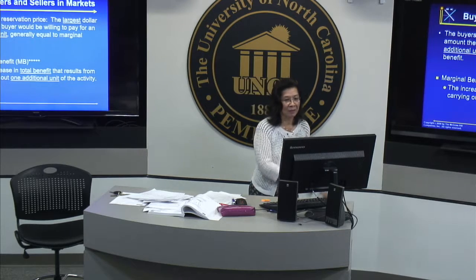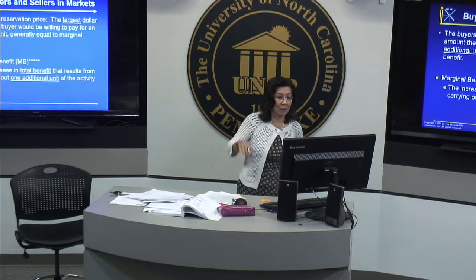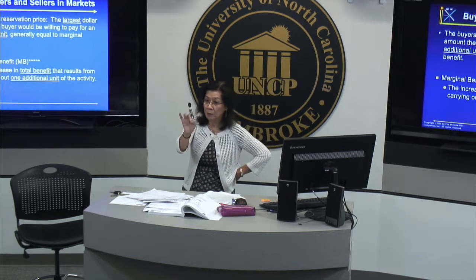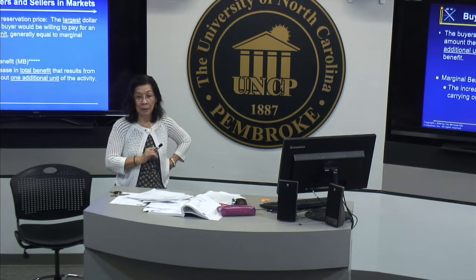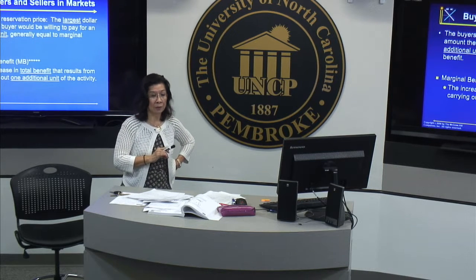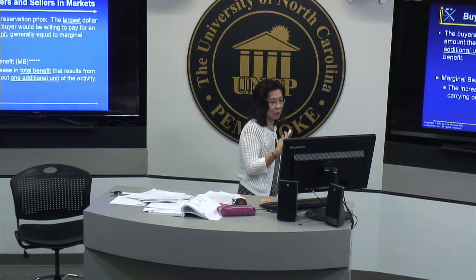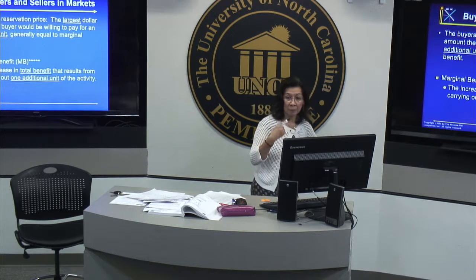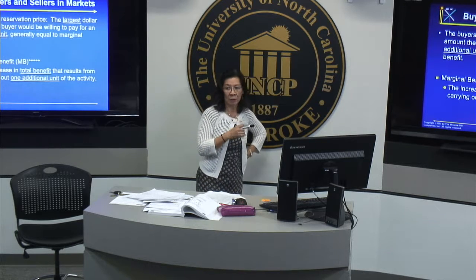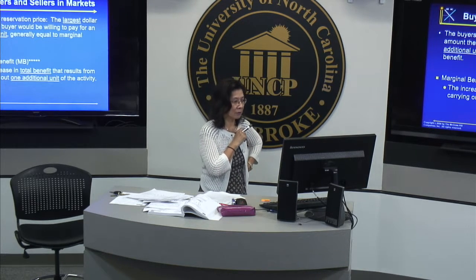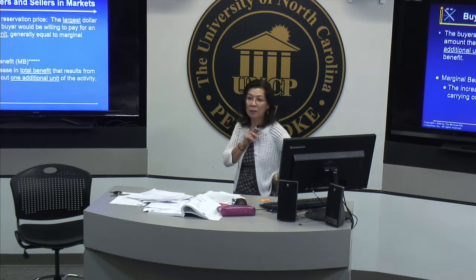So the largest dollar you're willing to pay. See the words willing to pay, willing to pay is the benefit side. It's your demand side. Additional unit means extra or marginal. Okay, remember the word marginal? When we talked about the NASA Space Center, that's your marginal benefit. Okay, let's go back to that largest dollar.